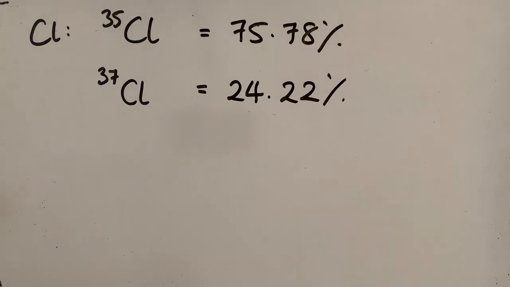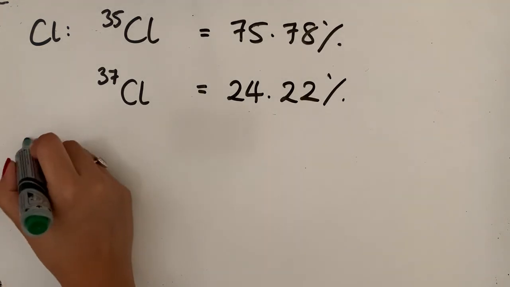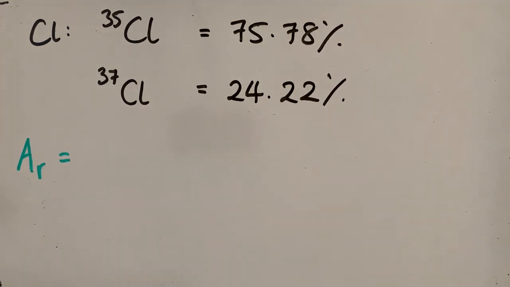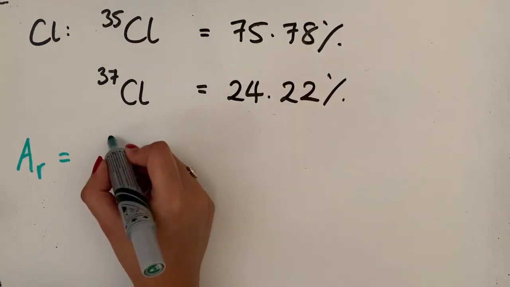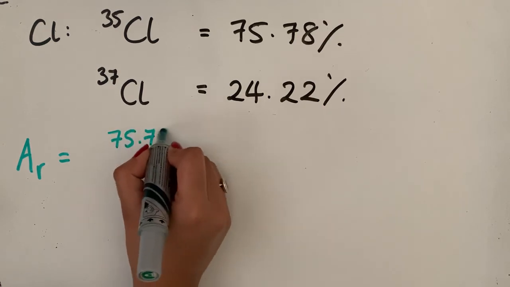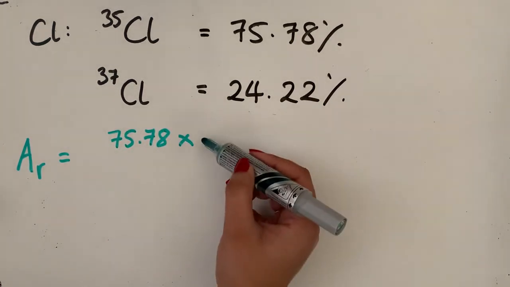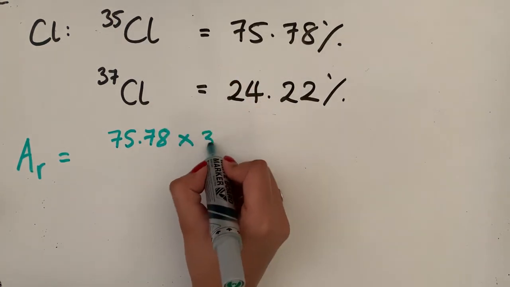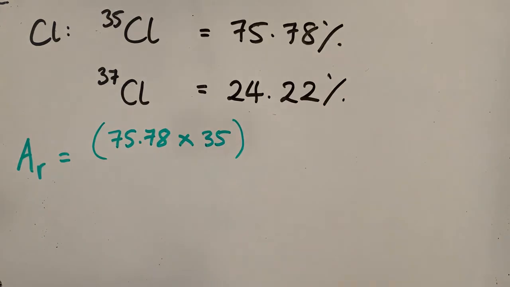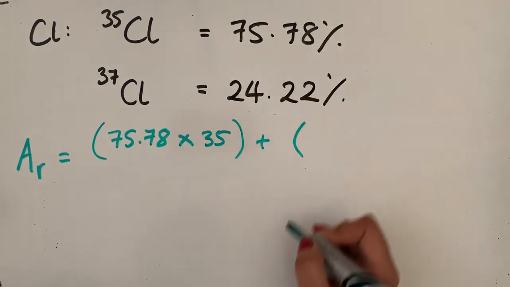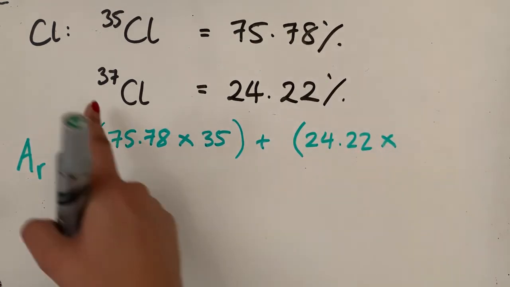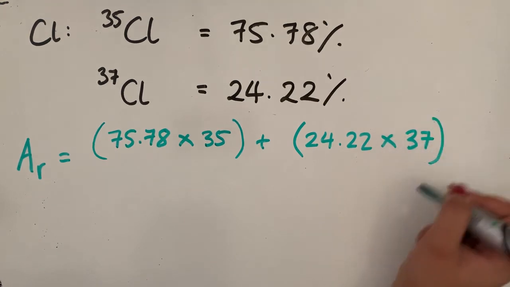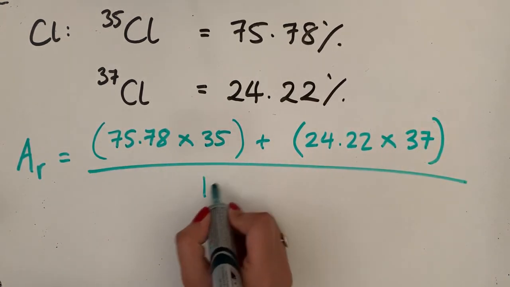Let's now apply that equation that we've just done to this question here. So the relative atomic mass is calculated by the percentage. I'm going to go for the first one, that's our first isotope. The percentage of that, which is 75.78, multiplied by the relative isotopic mass, which in this case is 35. And that's for isotope number 1. And we add that to the same thing for isotope number 2. So the percentage is 24.22 multiplied by 37, and you divide that by 100.